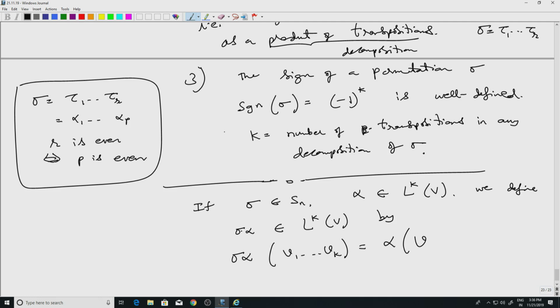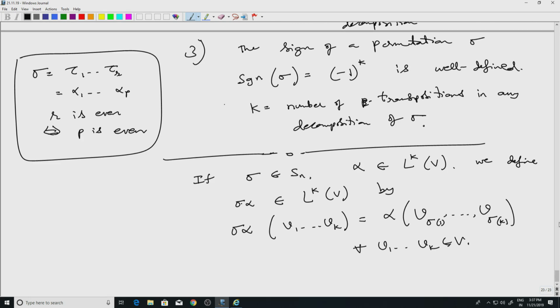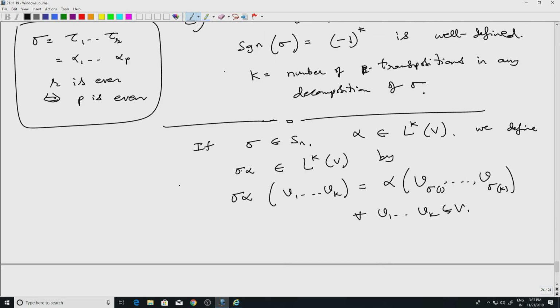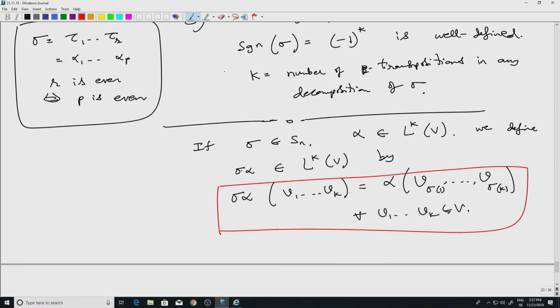After all, these vectors are from V. So it makes perfect sense to put vk in the first slot, for instance, v1 in the third slot, and so on. So we'll move them around as dictated by this permutation. So v sigma 1, ..., v sigma k. And this is for all vectors v1 up to vk. So let's remember this notation. I'll be using this again.